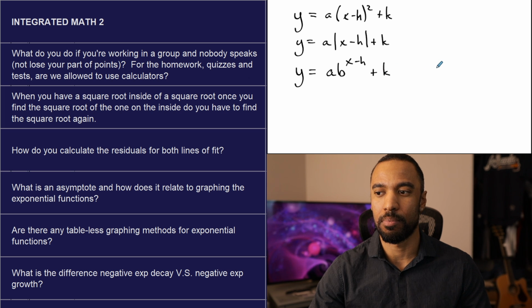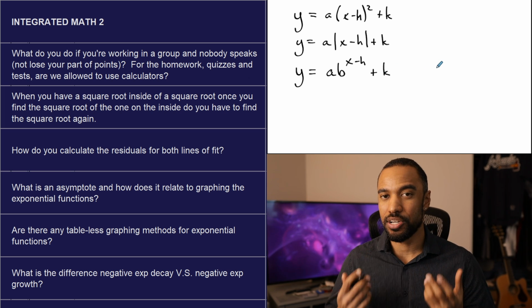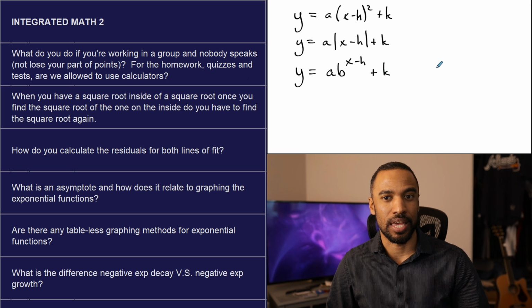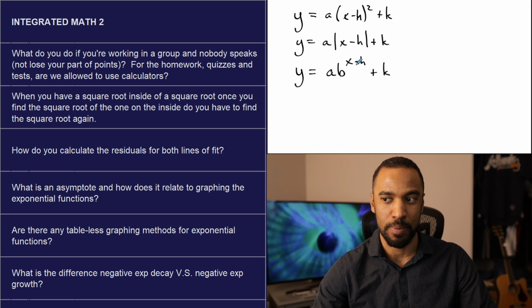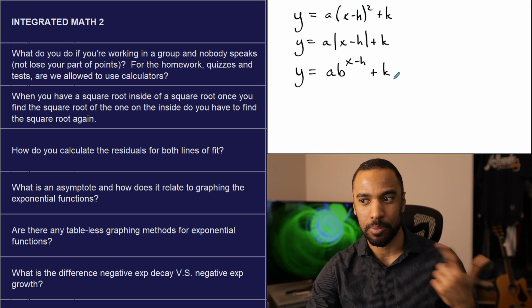This is the general form of an exponential function, and h and k both also represent horizontal and vertical shifts in the same way that the others do. Notice how they say x minus h, and we do that whole opposite same thing.